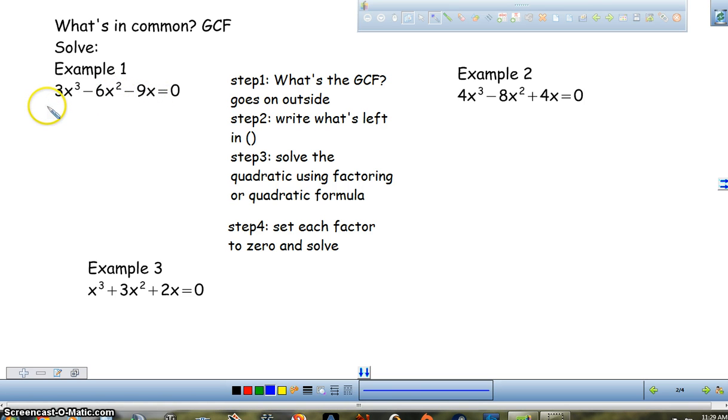So we could pull out a 3 and an x. And then we're going to write down what's left inside the parentheses. So 3x times what gives you 3x cubed? Well, x squared. And then 3x times something is going to give us negative 6x squared. So that would be a negative 2x. And then 3x times something is going to give us negative 9x. So that would be a minus 3.